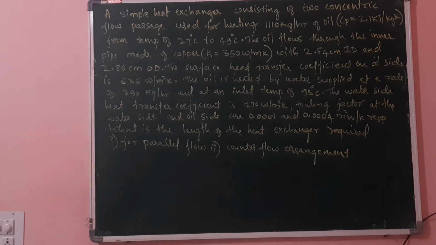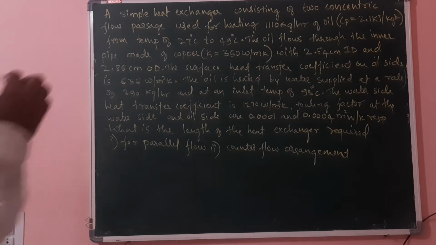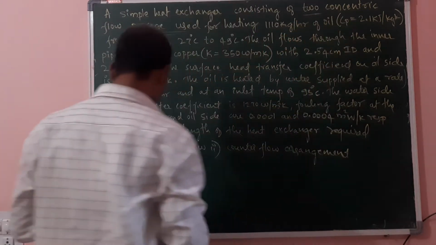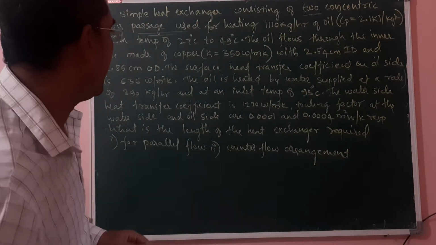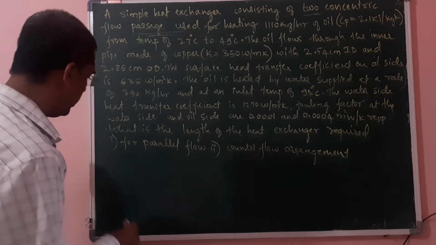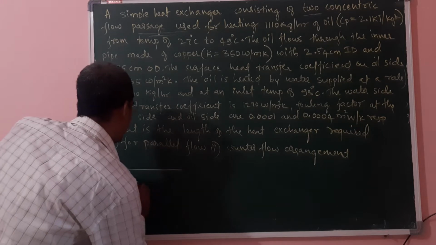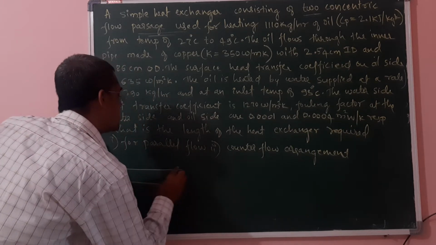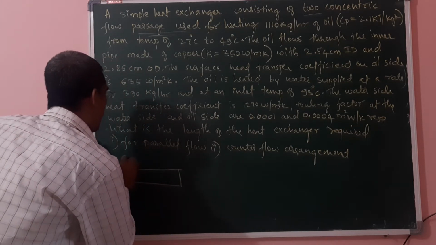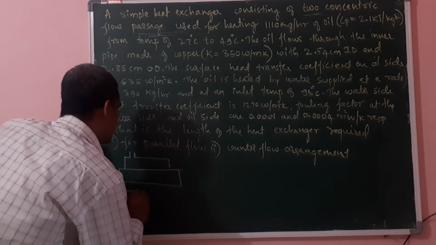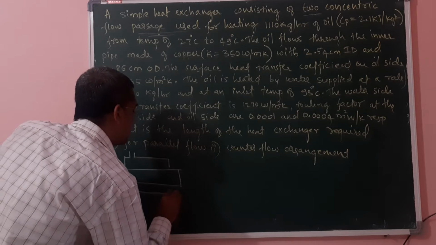There is a simple heat exchanger consisting of two concentric flow passages. Means it is a parallel flow heat exchanger like this. There is one pipe, there is one more pipe like this. There is an outer pipe like this. The centers of these two pipes are the same, therefore it is called concentric pipes.